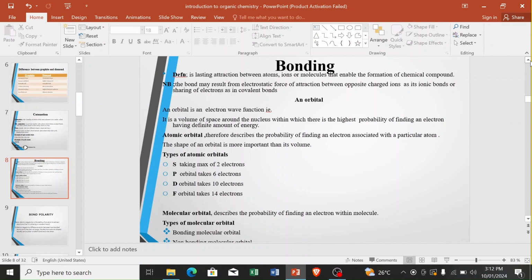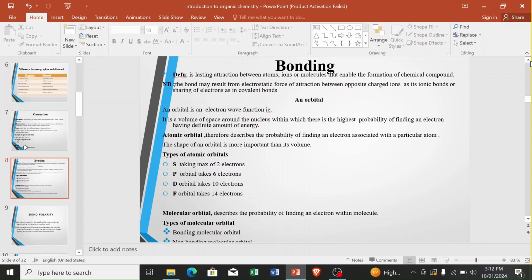So when we look at the s orbital, the s orbital has the ability to take in a maximum of 2 electrons, and then the p orbital takes a maximum of 6 electrons, d orbital takes a maximum of 10 electrons, and f takes a maximum of 14 electrons. So when we look at the periodic table, we find that it has different blocks.